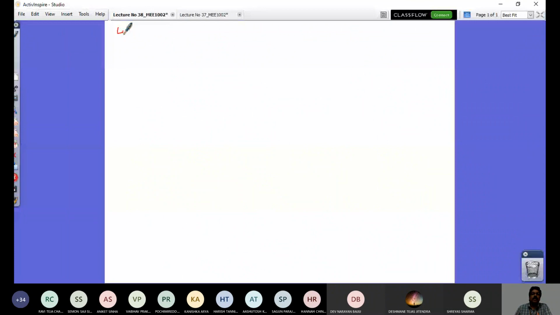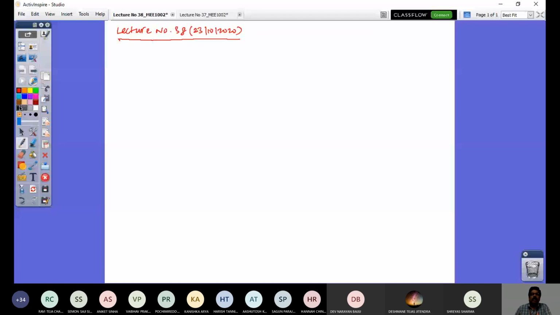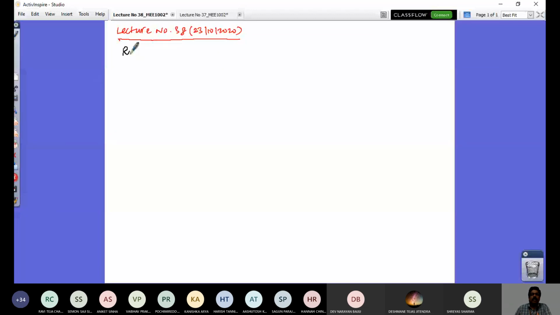So this is lecture number 38. I think today's date is 23/10/2020, October. We're going to look at rigid body kinematics, or kinematics of rigid bodies, either way you can call it.